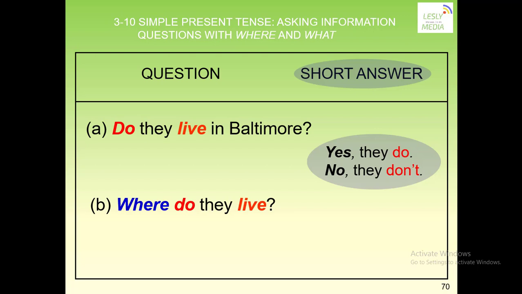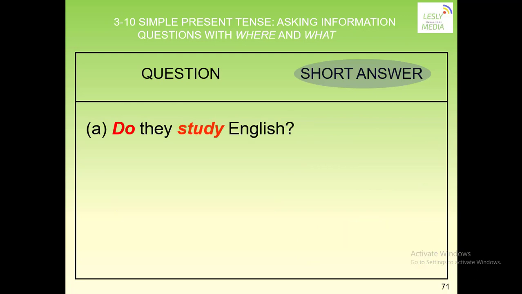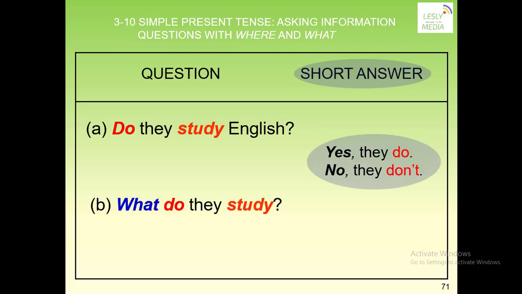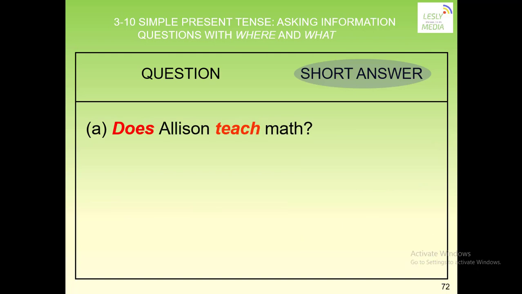If the question begins with where do they live? So the answer, it's up to you. Itu terserah. Tapi jawabannya bervariasi. In Baltimore. Next, do they study English? Yes, they do. No, they don't. What do they study? Oh, English. Okay, it's different. Okay, next.